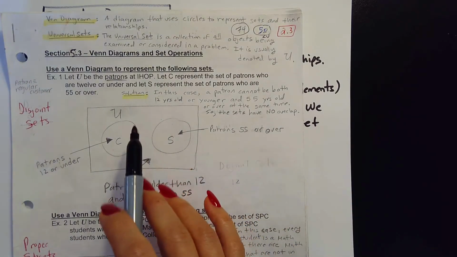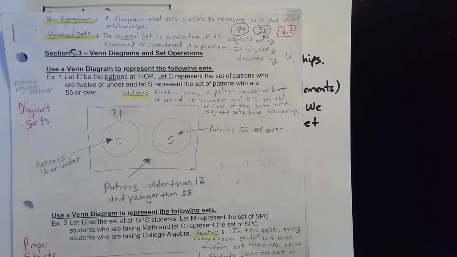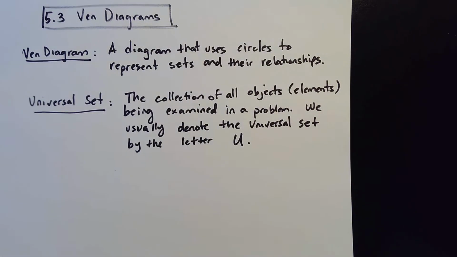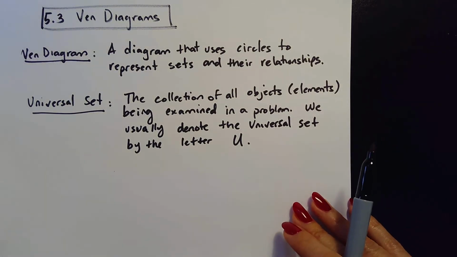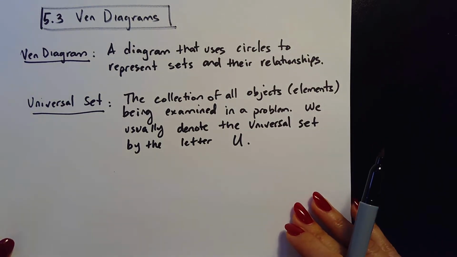Okay, so let C represent the set of patrons who are 12 or under, and let S represent the set of patrons who are 55 or over. Here we have to create the Venn diagram that represents this situation, right? And so how are we going to do it? Let me show you. I'm going to actually work the problems for you and I'm going to explain.